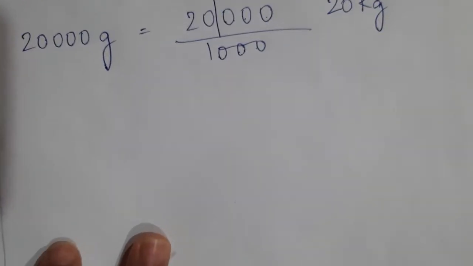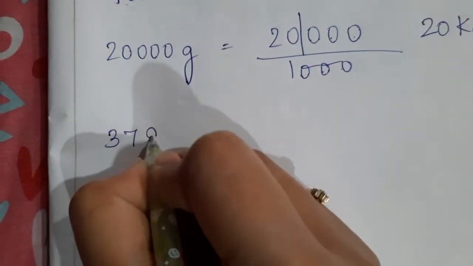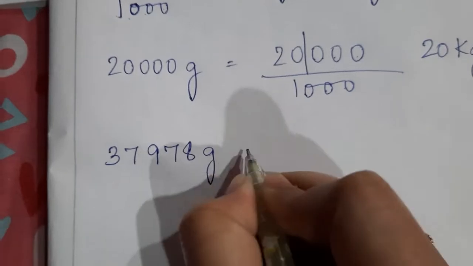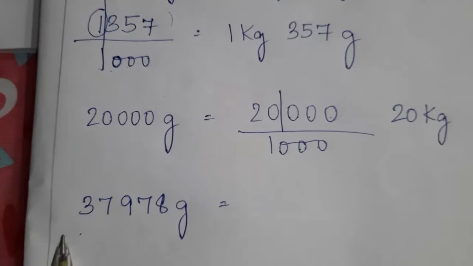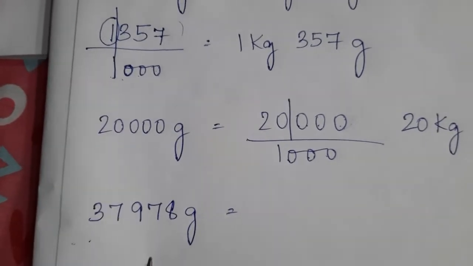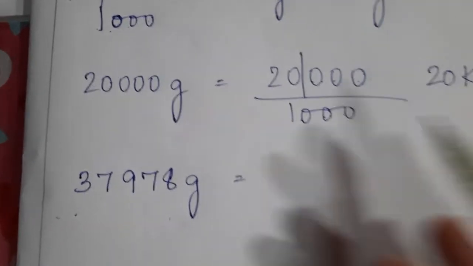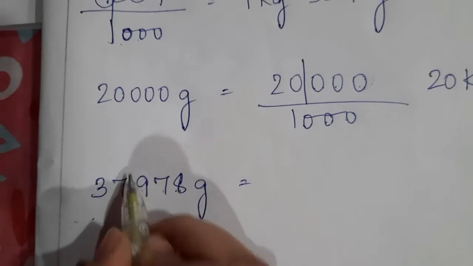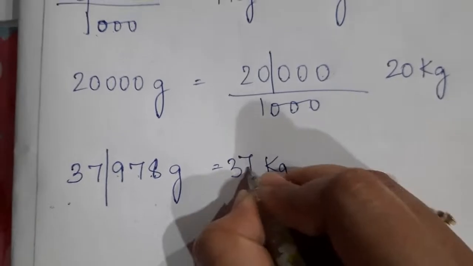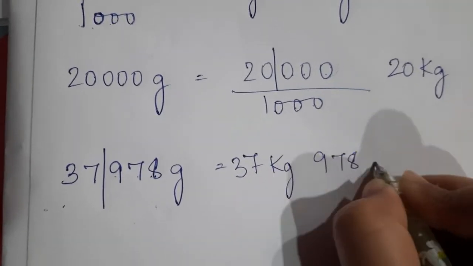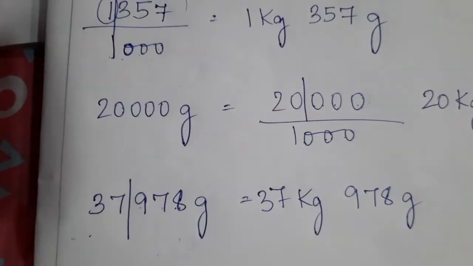Alright. Now let's do one last question from this. 37978 gram. We don't even have to write it in this format. We just have to know that 1 kg is equal to how many grams. 1 kg is equal to 1000. 1000 has 3 zeros, so we are going to skip 3 numbers, 1, 2 and 3. Put a bar here, so it becomes 37 kg and 978 gram. Done. Very easy, isn't it? Now let's move on to the next question.